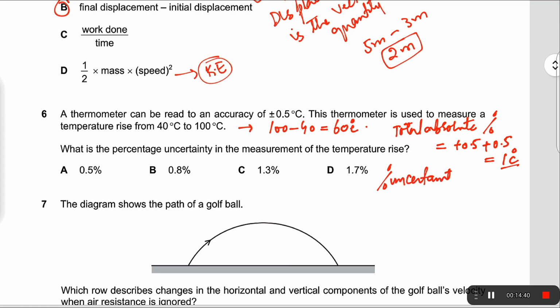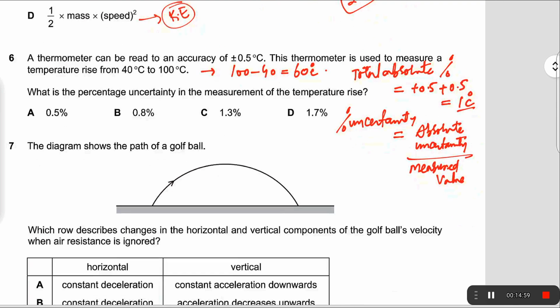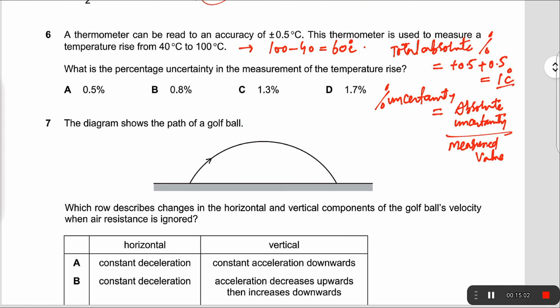Percentage uncertainty is always equal to absolute uncertainty divided by measured value. Just check it now. It is very easy. Now the percentage uncertainty: absolute uncertainty is 1, divided by the measured value, that is 60, multiplied by 100. You know, we are discussing percentage, so we definitely will multiply by 100.